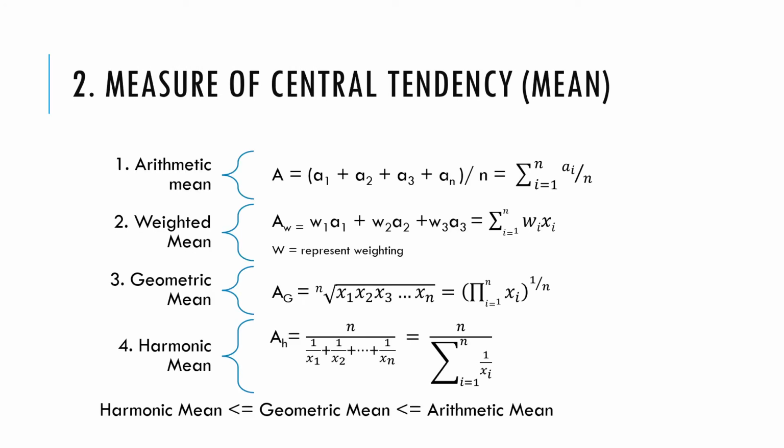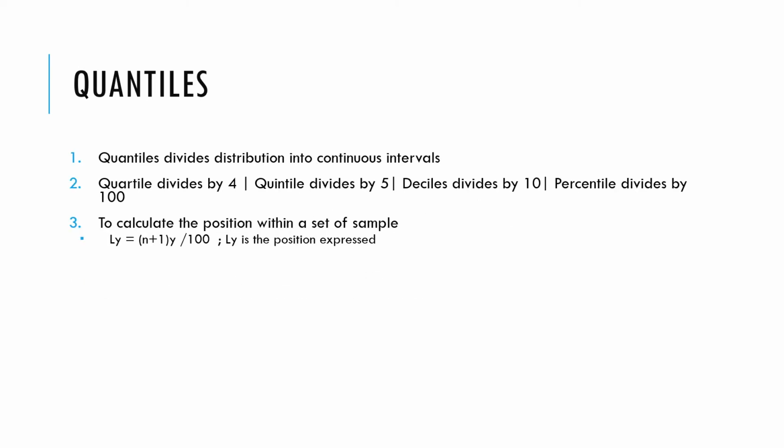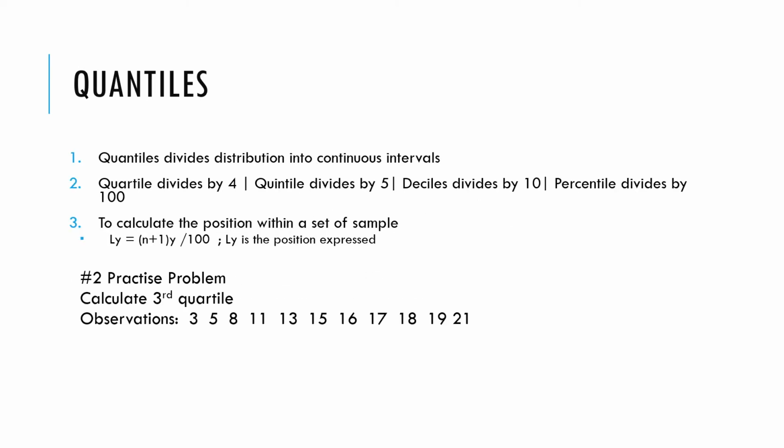Given everything else equal, the harmonic mean is less than the geometric mean, which is less than the arithmetic mean. In this practice problem, we compare the mean value using arithmetic mean and geometric mean. Quantiles divide the distribution into parts. In this practice problem, we calculate the distribution in the 3rd quartile.